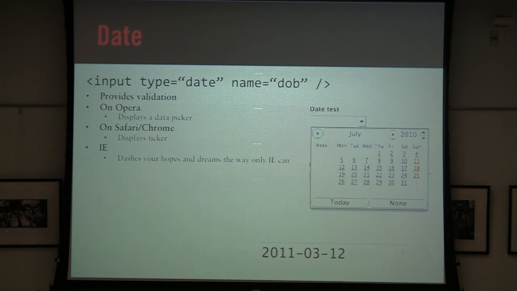And the last one is date, which is exactly what you think it is, date and time info. Right now, Opera is the only one that really does this well, and they display a date picker, which is awesome, right? No more having to pull in JavaScript date pickers to create a date interface. On Safari and Chrome, it provides a ticker, which is perhaps one of the least useful things they could do, but hey, they're trying. Then IE, of course, will shatter your hopes and dreams like it always does. But I think this is one of those things where almost every site needs a date picker at some point. Browsers will just handle it. It's going to come. It's going to take some time.